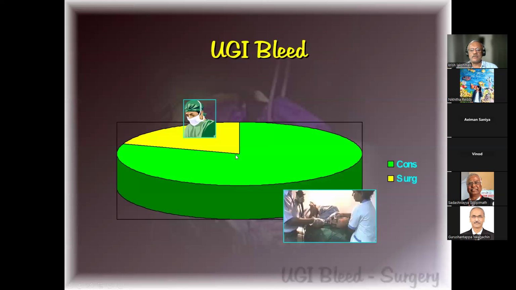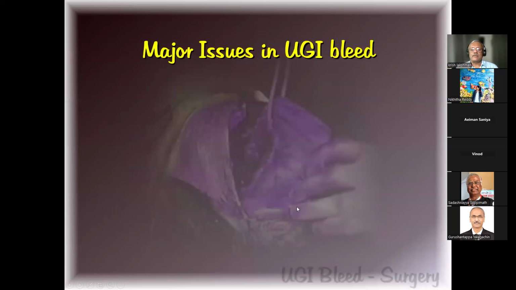And that thing, this yellow thing must come right up there. I hope you're seeing my pointer. We must reach 50%. It should be equally divided between the surgeons and the physicians. Now, let's look at the practical aspects of this.